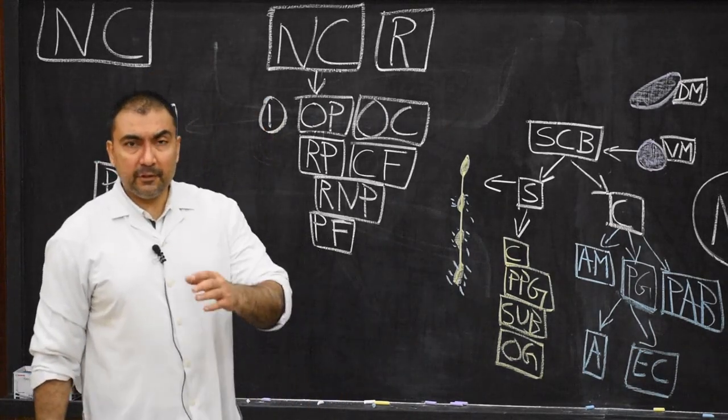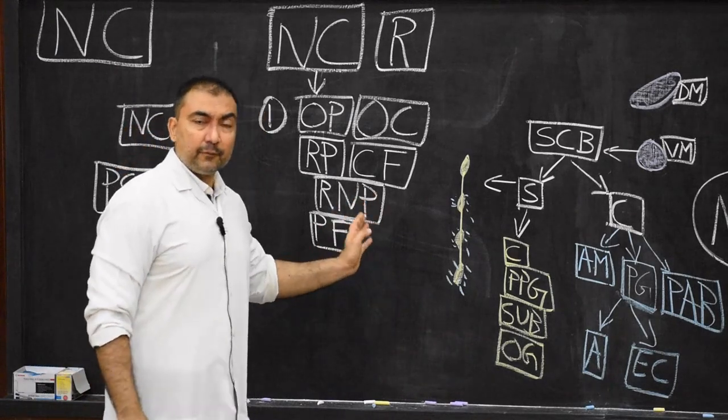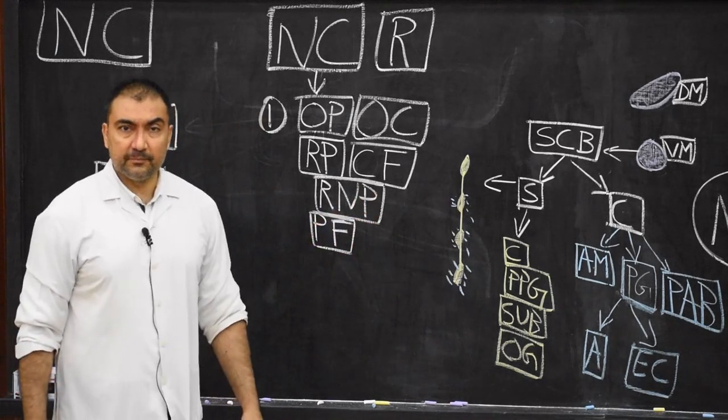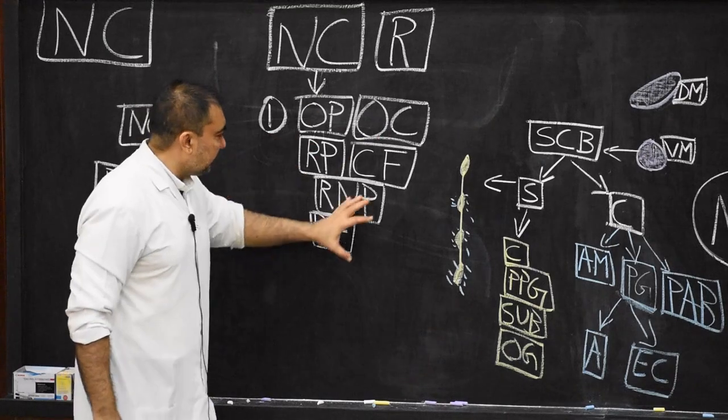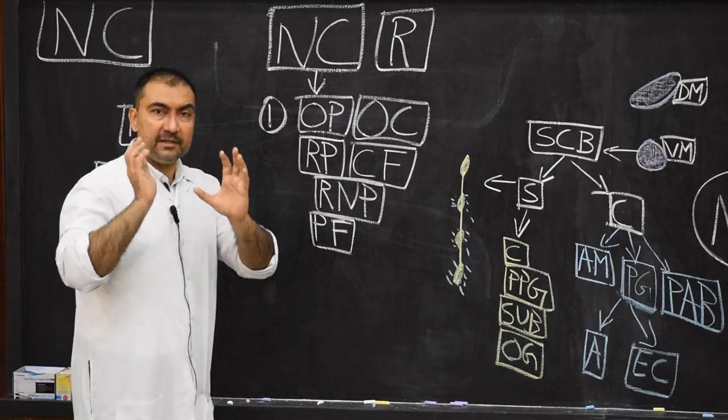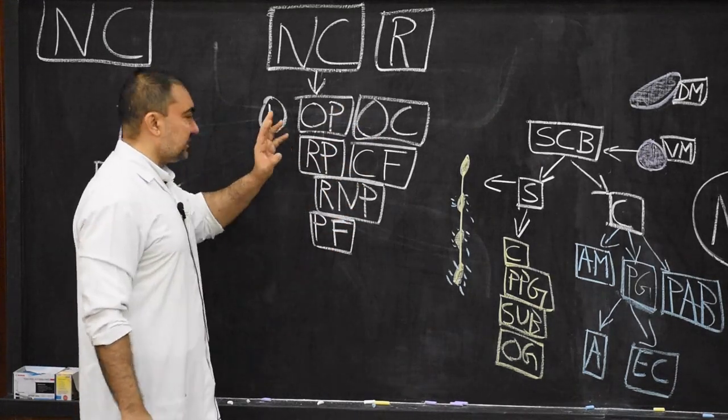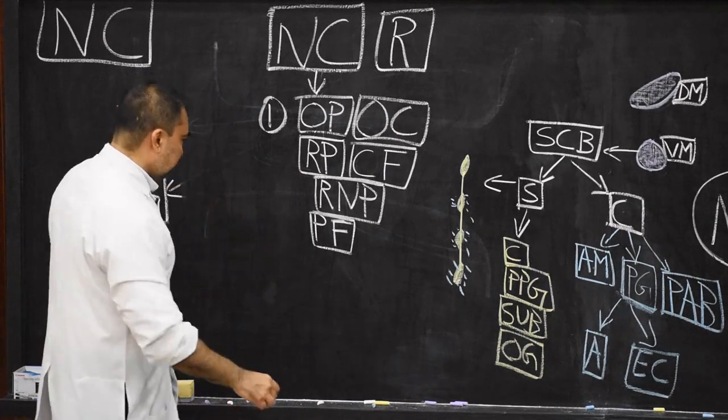So parafollicular cells will also develop from these neural crest cells. This group of derivatives belongs to the head and neck region, and therefore this is the first set of derivatives. Now, the second set of derivatives.